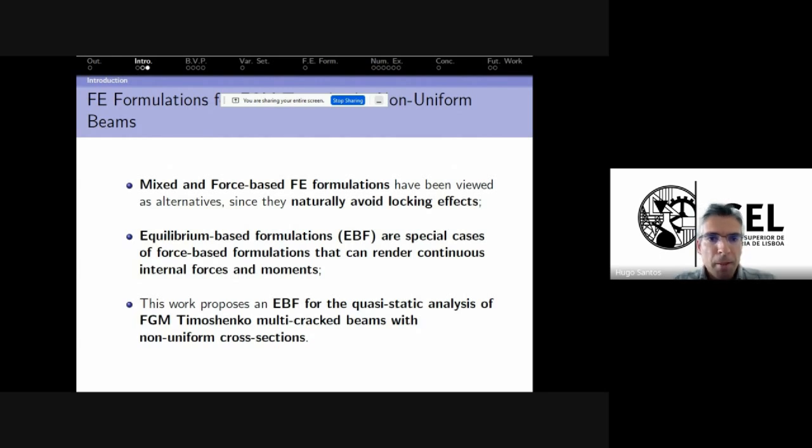On the other hand, mixed and force-based finite element formulations, which have been viewed as alternatives, can be used to naturally avoid this locking effect. Also, equilibrium-based formulations, which in fact are special cases of force-based formulations, can be used to render entirely continuous internal forces and moments. And the goal of this work is to propose an equilibrium-based finite element formulation that can be used for the quasi-static analysis of functionally graded Timoshenko multi-cracked beams with non-uniform cross sections.